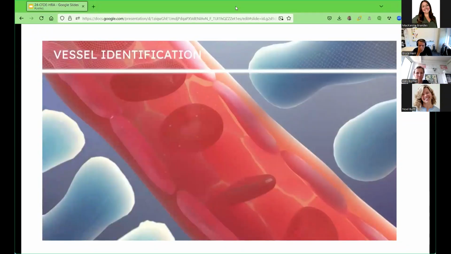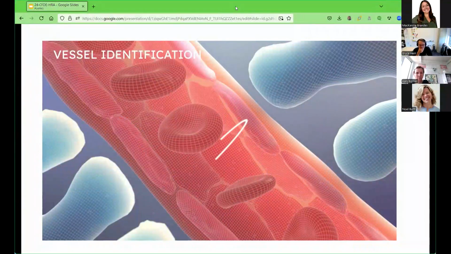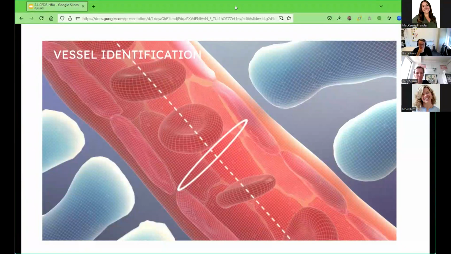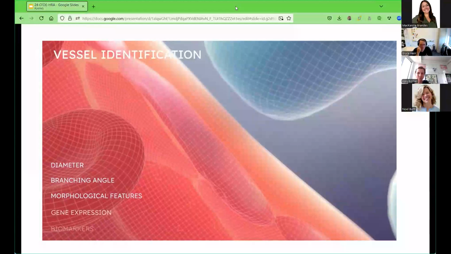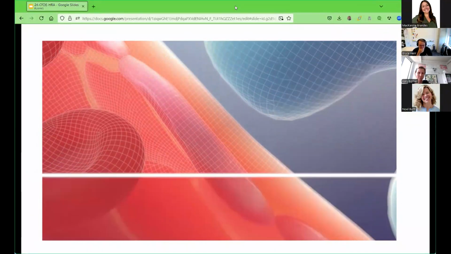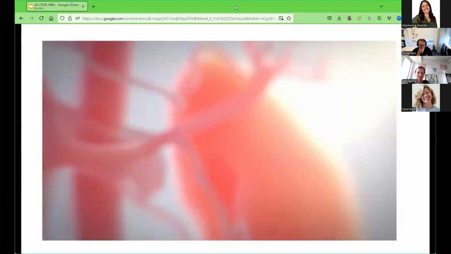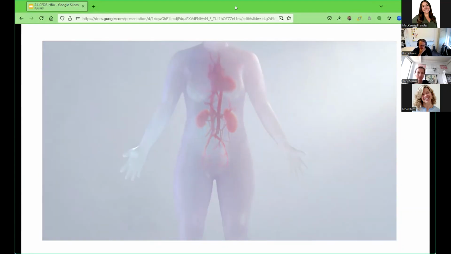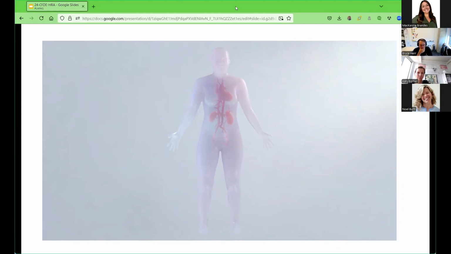Of course, blood vessels lack street signs. However, we can uniquely identify vessels through a combination of physical properties, such as diameter and branching angle, morphological features, gene expression, and other biomarkers. Altogether, this information forms the Human Reference Atlas VCCF, our roadmap for locating cells in the body.